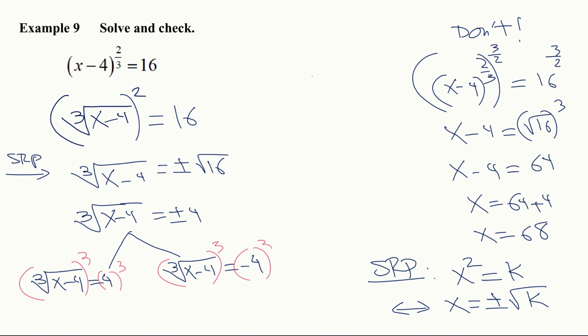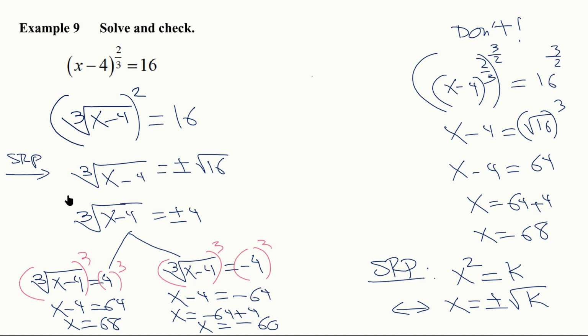So we end up with x minus 4 equals 64, which gives me x equals 64 plus 4, which is 68. We saw that before, but now we also get this other solution which we missed last time. So we get x minus 4 equals negative 64. So x is negative 64 plus 4. So x equals negative 60. So we actually end up with two solutions.